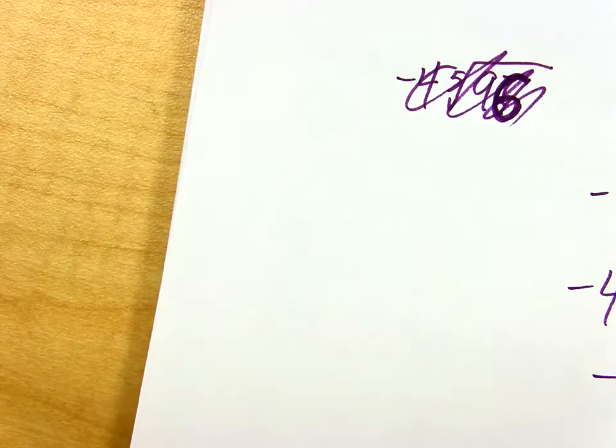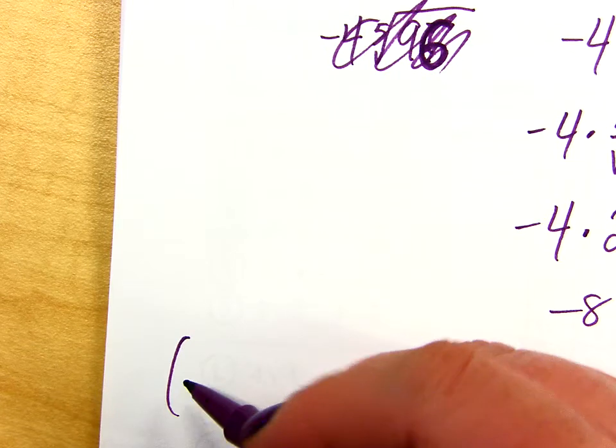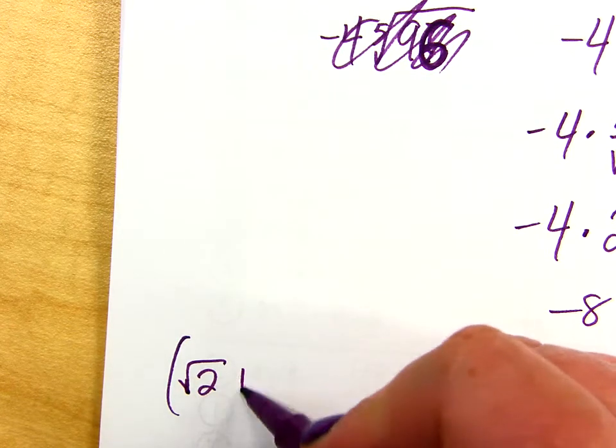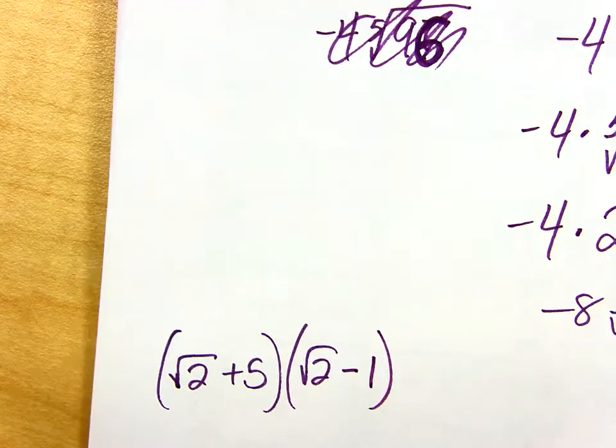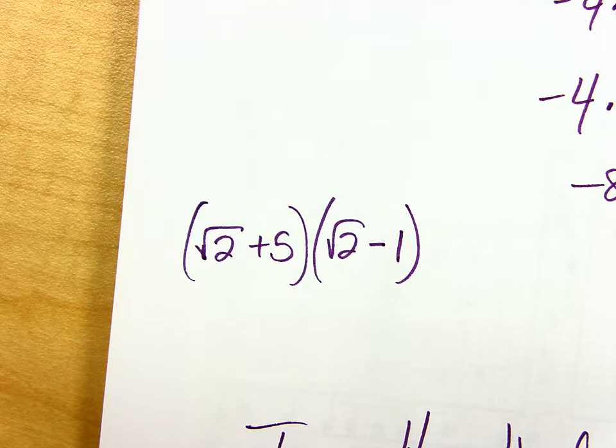Let's try a binomial times a binomial. Try that for me. What do you do with this thing? Oh, yes. Binomial times a binomial. We need to FOIL. Good.